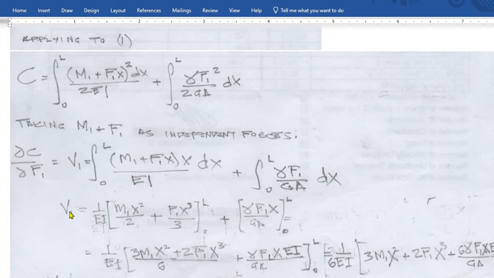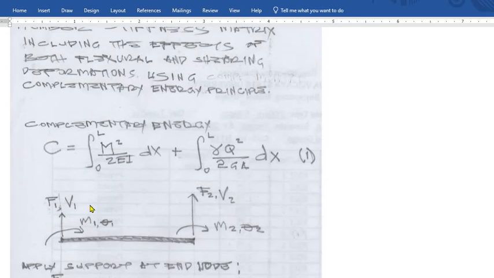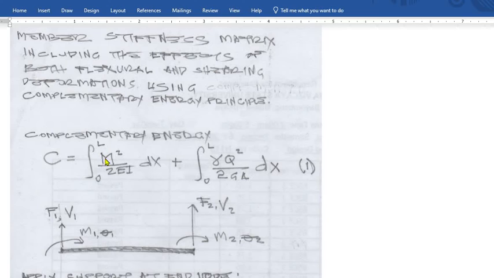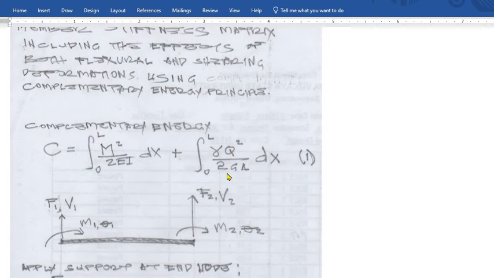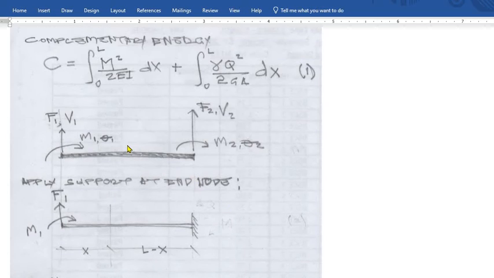Hello again. So let's continue from the complementary energy principle. So ito yung ating main equation. Take note na pinagsama na yung moment tsaka yung shear dito. And ang kailangan natin ngayon yung vertical displacement V.